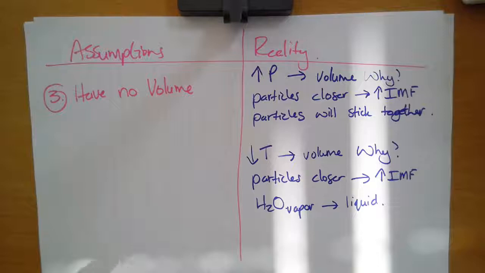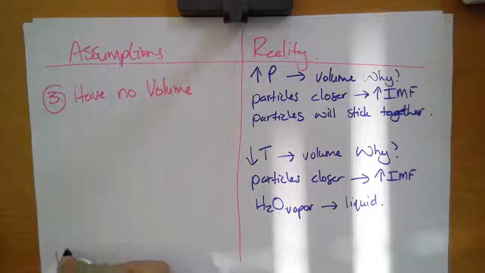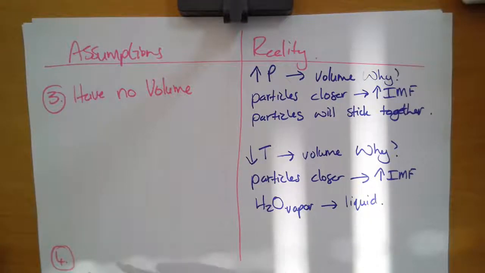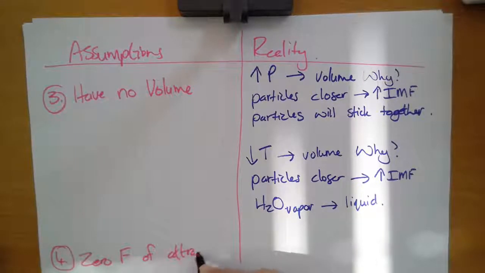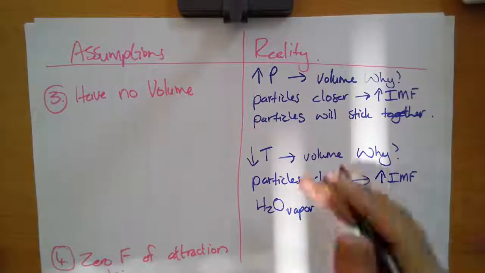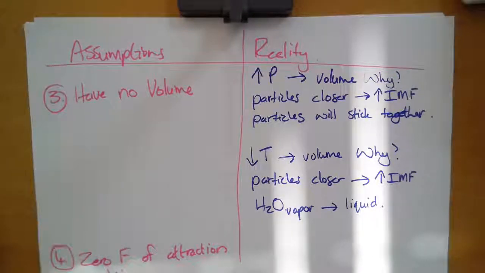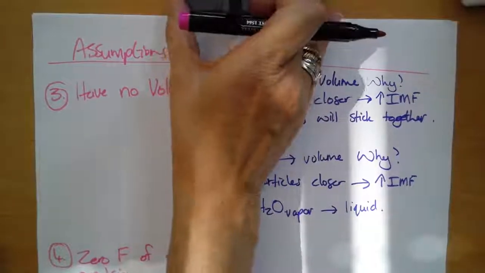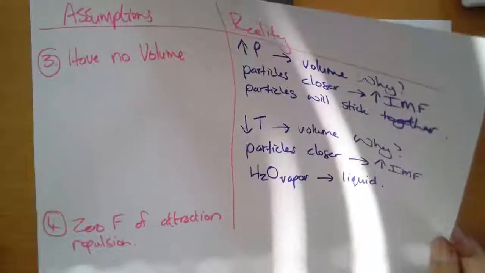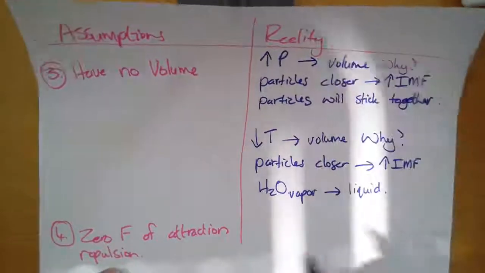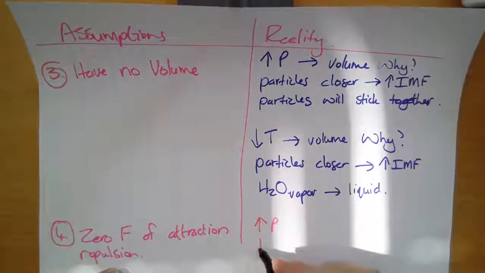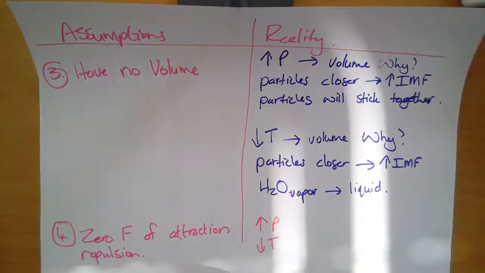Okay? There is one more assumption. The fourth assumption is that there are zero forces of attraction and repulsion. Again, we've already discussed what the reality is. The reality is, if you increase the pressure or you decrease the temperature, then this is not going to be true.